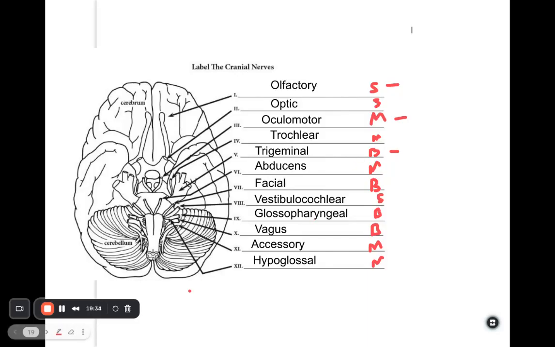But do pay close attention to where they are as well as what they do. So practice labeling that diagram so that you're familiar with it.